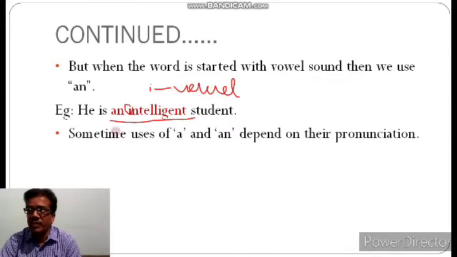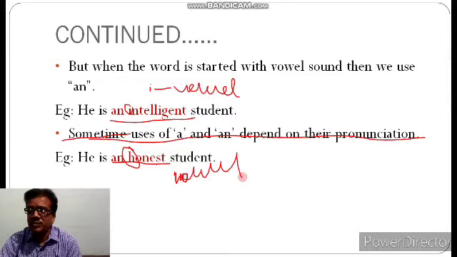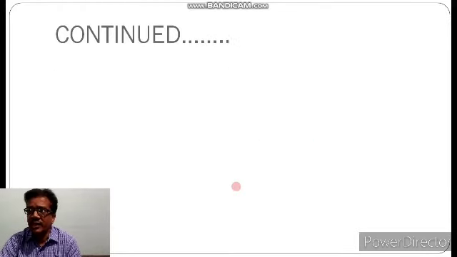But sometimes the usage of a and an depends on pronunciation. Look at this example: he is an honest student. H is a consonant letter, but the sound is a vowel sound, when we pronounce it as honest, not honest with an h sound. So we have used an here.